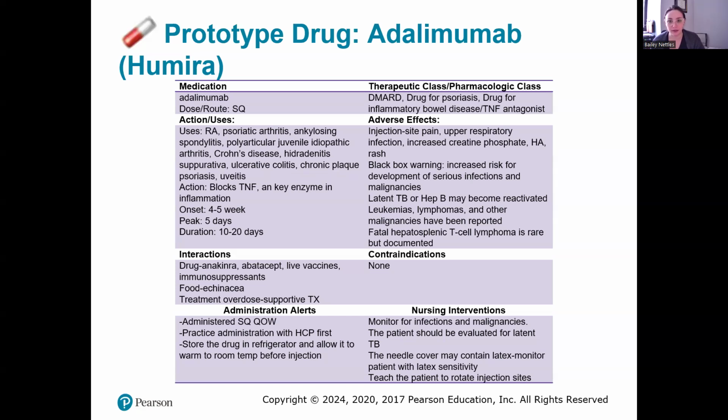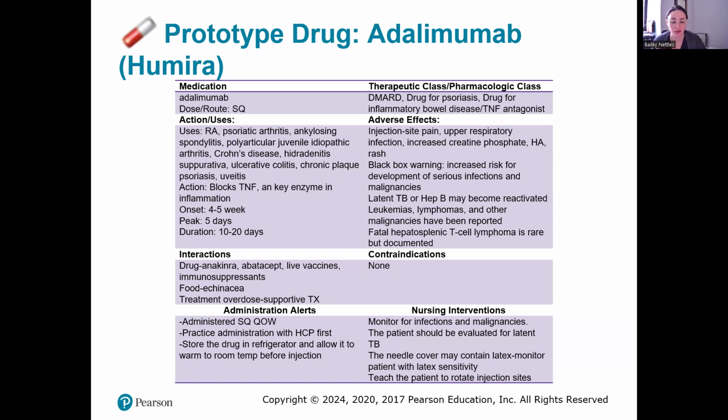And there's supportive treatment for the overdose. So if I overdose, you wouldn't really have a specific set of symptoms. It's different for everyone, so we just support whatever's going on. There's no real contraindications. Once again, this is a sub-Q injection administered every other week. When you have to teach your patient how to do this, they have to show you that they know how to do it before they can leave.